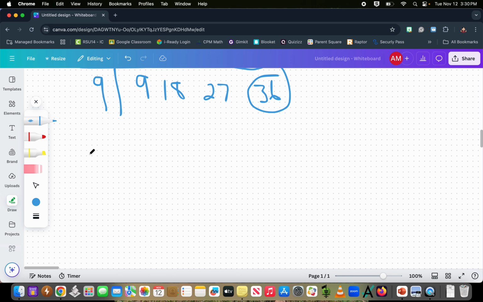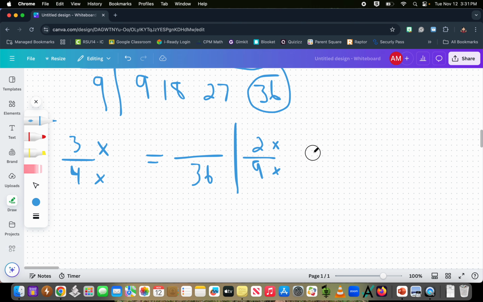Okay. If I go back down here now, I'm going to rewrite 3/4 times something is going to equal something over 36. And I'm going to do the same thing with my other fraction, which was 2/9, equals some number over 36. Well, we know from above that 4 times 9 is 36. So whatever I do to the bottom, I do to the top. And 9 times 3 is 27.